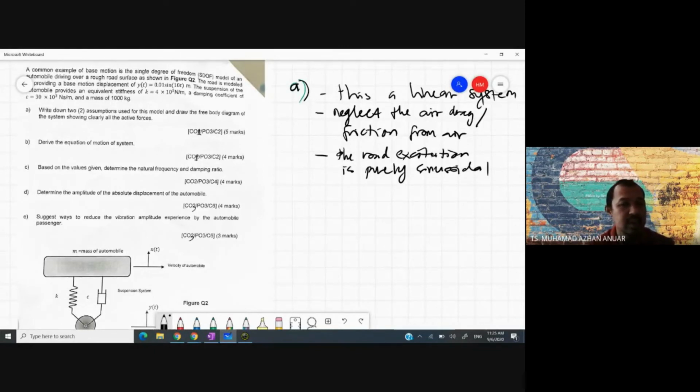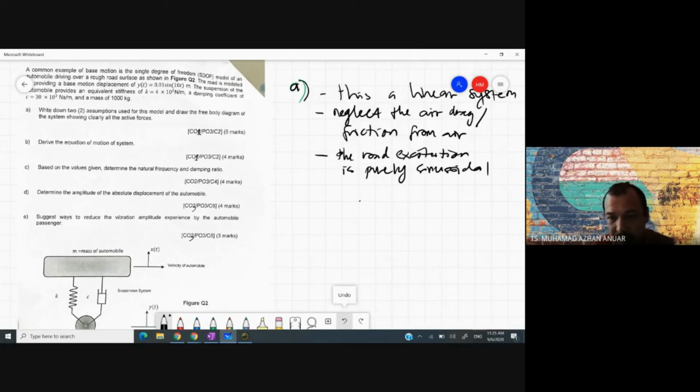So you just need to answer with two assumptions only. Okay, so question B, derive. Oh, sorry. For question A, you still have the free body diagram. I derived this one in the e-note and also in the class.